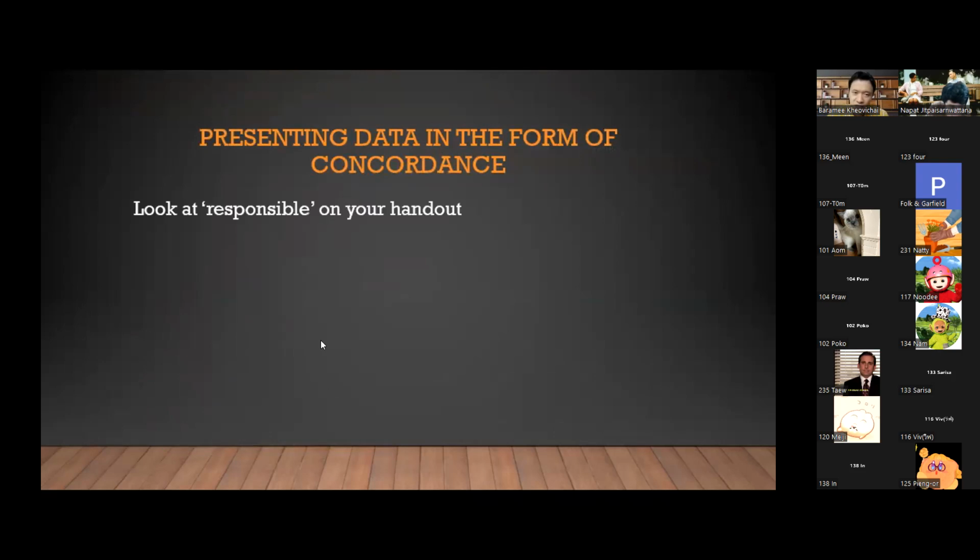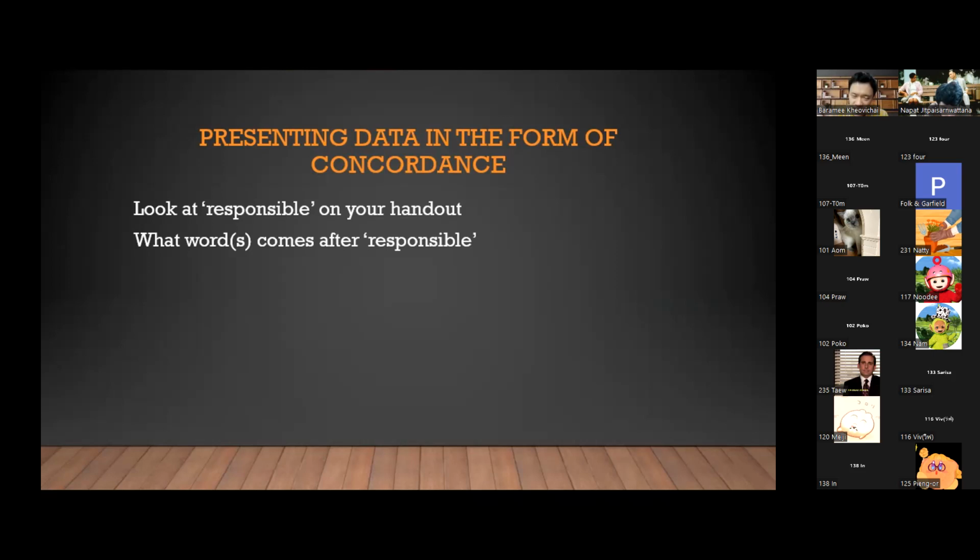And then, as I mentioned, you can also present the data in the form of concordance lines or concordance. Now, in your handout, you see the word responsible there. Those are the concordance lines of the word responsible. So these are examples of how responsible is actually used in the real data. Now the word responsible is in the center of the screen, and this should help you to identify the collocation more easily.